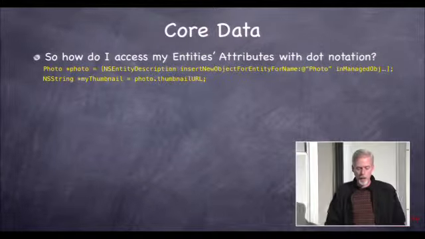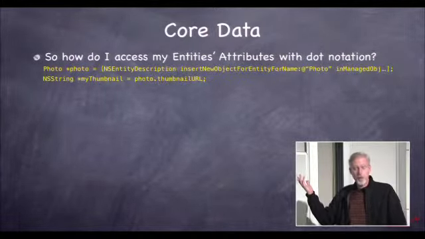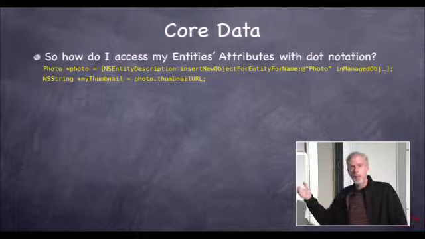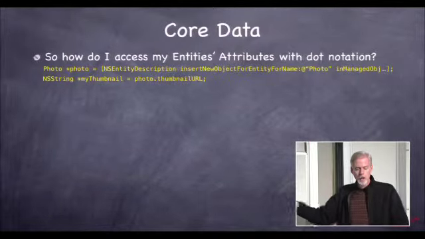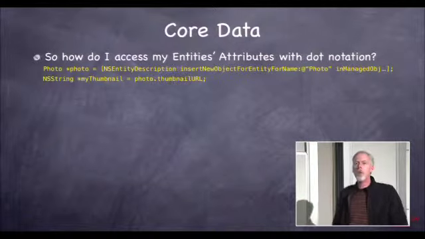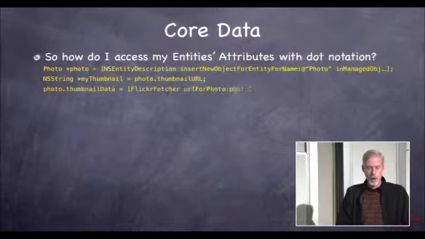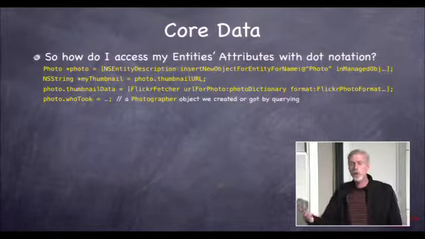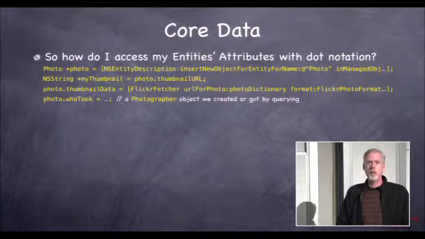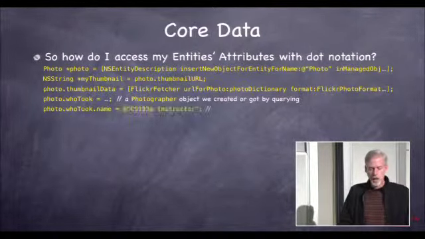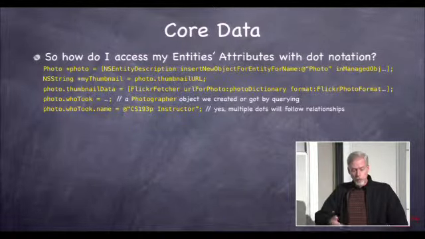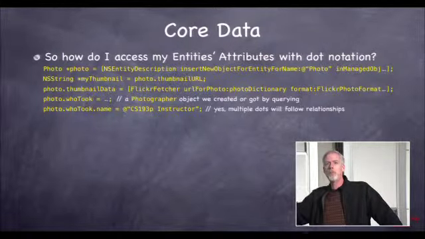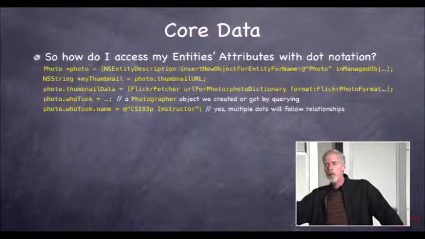Well, just using normal dot notation. For example here, I say Photo star photo equals NSEntityDescription insertNewObjectForEntityForName Photo inManagedObjectContext, instead of NSManagedObject star. And so now I can say my thumbnail equals photo.thumbnailURL because that's now a property on that thing. Or I can say photo.thumbnailData equals FlickrFetcher get the data. Or I can say photo.whoTook equals some Photographer star that I got out of the database by querying or something. Or I can even use multiple dots. photo.whoTook.name equals whatever. And it will traverse across the relationship of whoTook, find that that's a Photographer, and set its name. Okay?